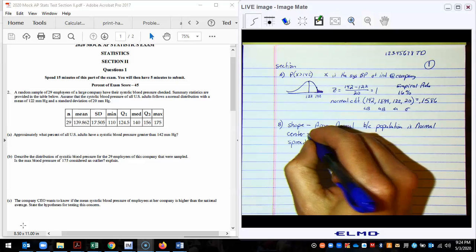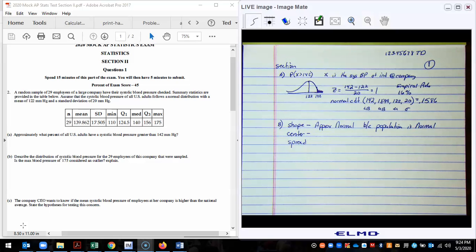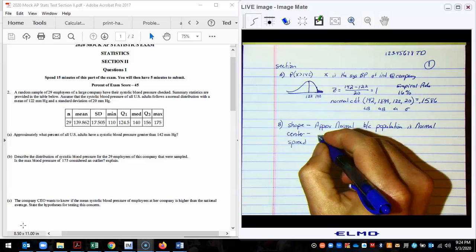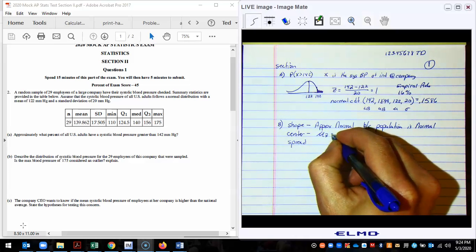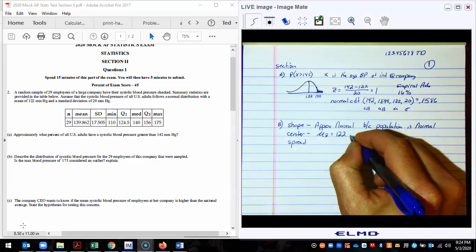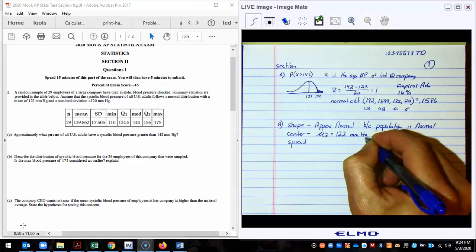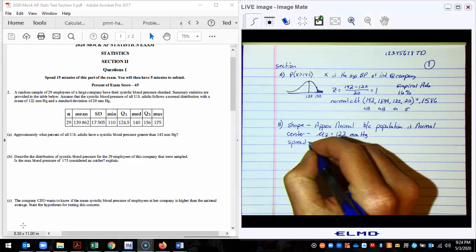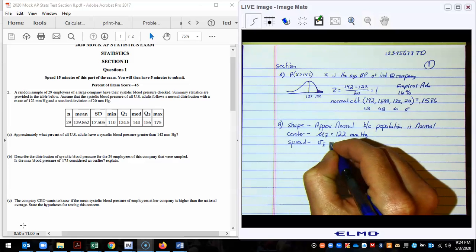The center of your sampling distribution is going to be the center of my sample, which is the same as the center of my distribution up here. So it's going to be 122 millimeters of mercury. And lastly, we're going to have a spread, which is the standard deviation of my sampling distribution.